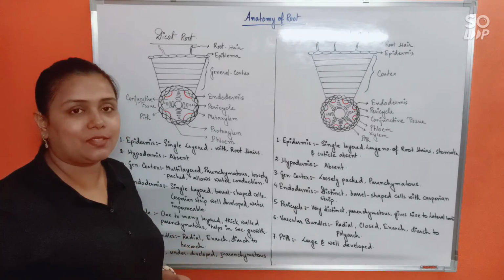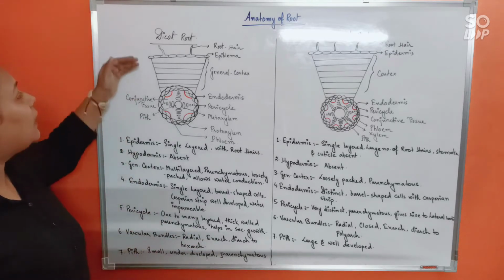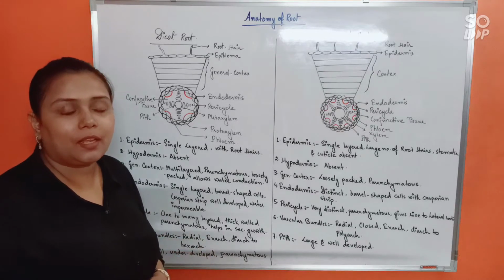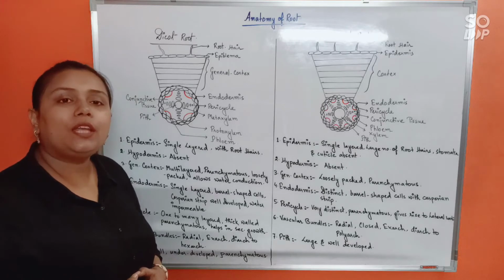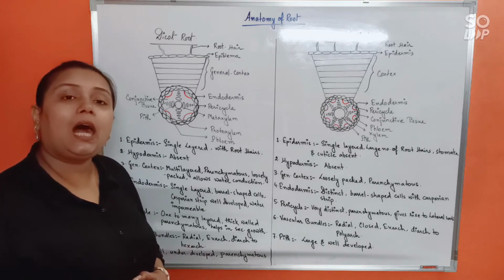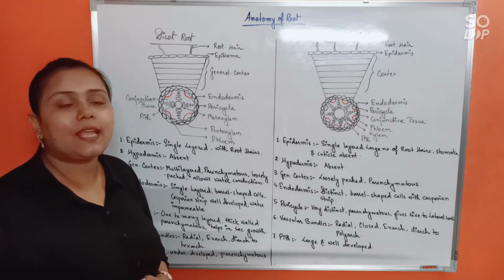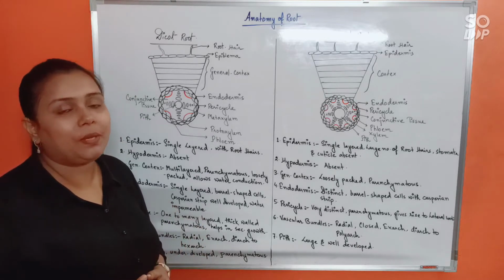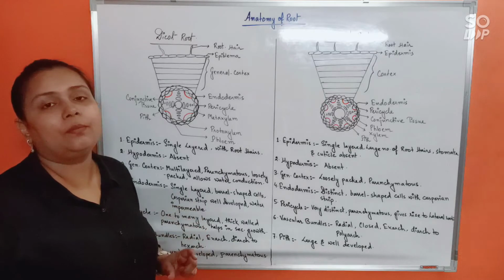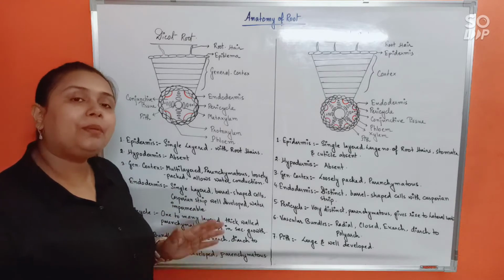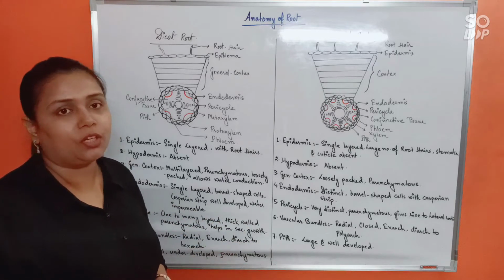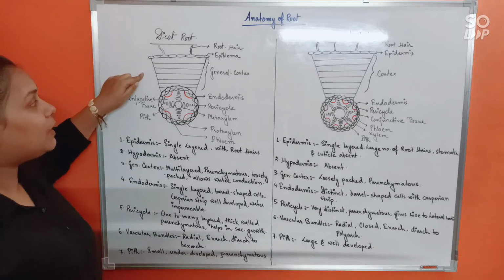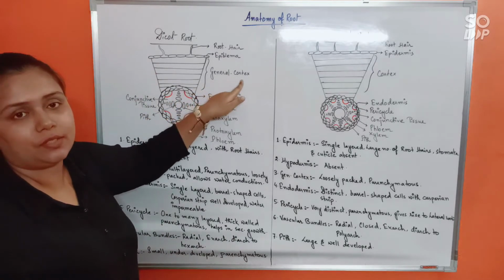Root hairs would be numerous and they would increase the surface area so that the roots can efficiently absorb water and minerals. Now, internal to the epidermis remains the cortex. As you already know, the cortex is tri-layered: hypodermis, general cortex and endodermis. As I have already told you repeatedly, the hypodermis is absent in roots, be it dicot or monocot.